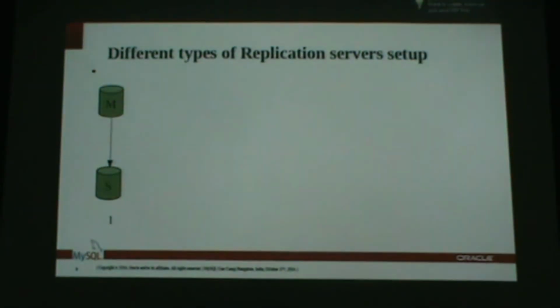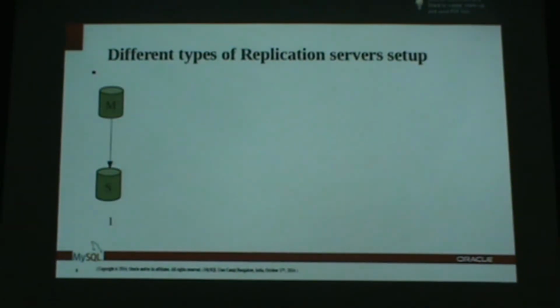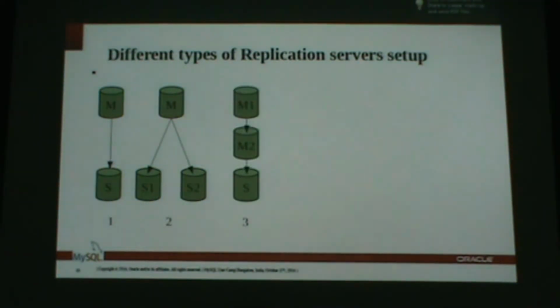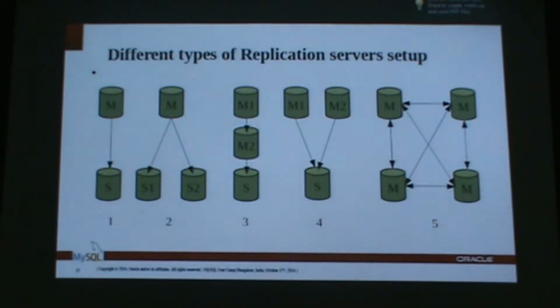Okay, so different types of replication server setup. One kind of setup is master-slave, another is master and a number of slaves. Another is chain replication, which is a master connected to another master and then connected to a slave. Then one slave connected to 2 masters, and another with 4 masters connected to each other. This is what we call multi-source replication, and this is multi-master replication. Till 5.7, we don't have support for multi-source replication and multi-master replication.